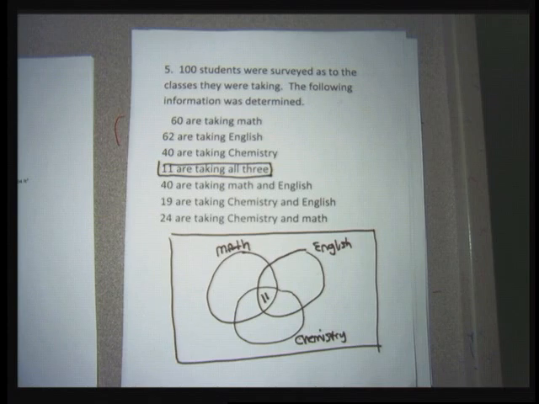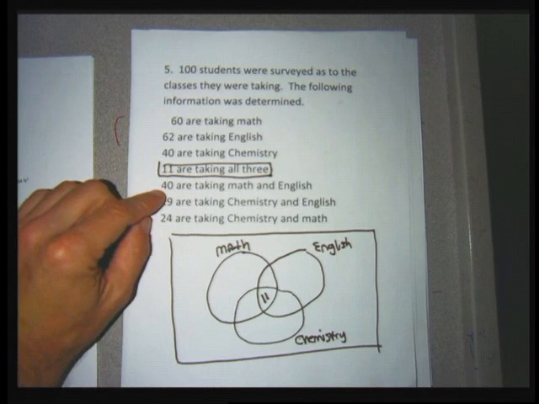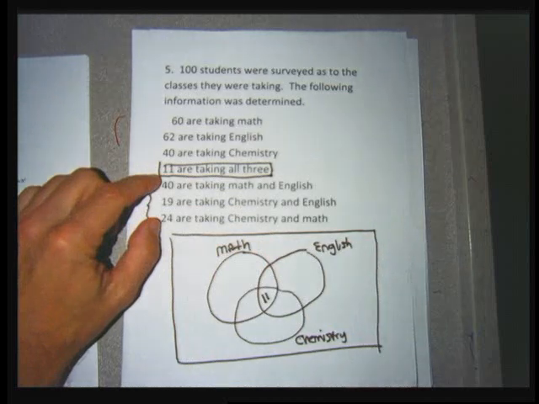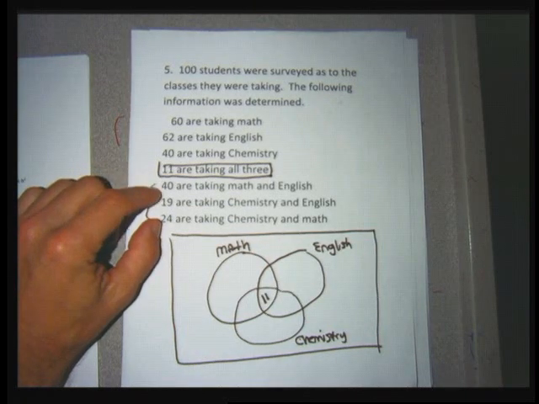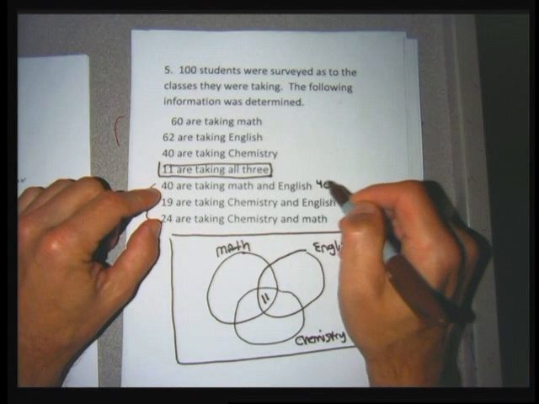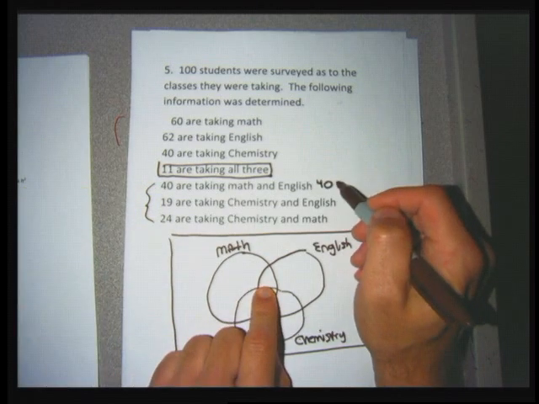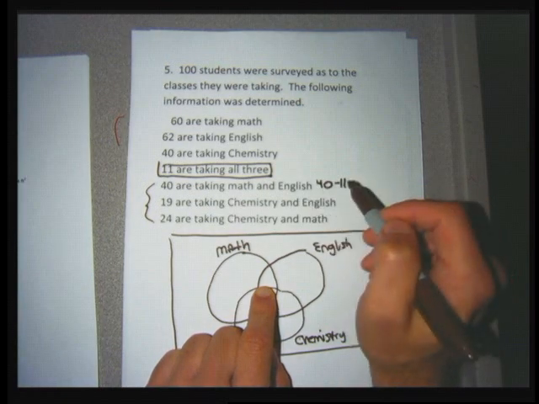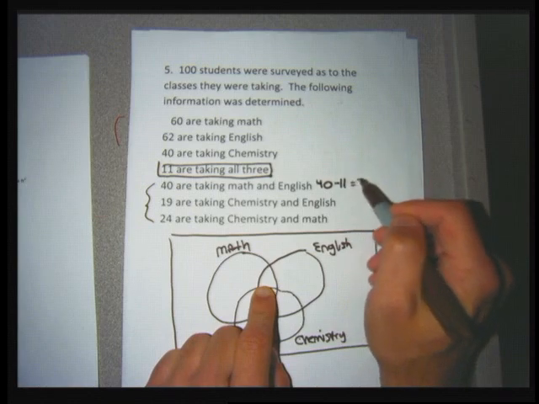So I'll fill in that portion of the Venn diagram and then kind of work my way out from the middle on out. Here, the next thing I'm going to work on are these three, and these numbers aren't going to go in the Venn diagram. Each one of these has to have 11 subtracted from it. 40 that are taking math and English, 11 of them are also taking chemistry. So to find out how many people are taking math and English but not chemistry, I'm going to take the 40 that are taking math and English and possibly chemistry, subtract out the 11 that are taking all three, and that's going to give me 29.